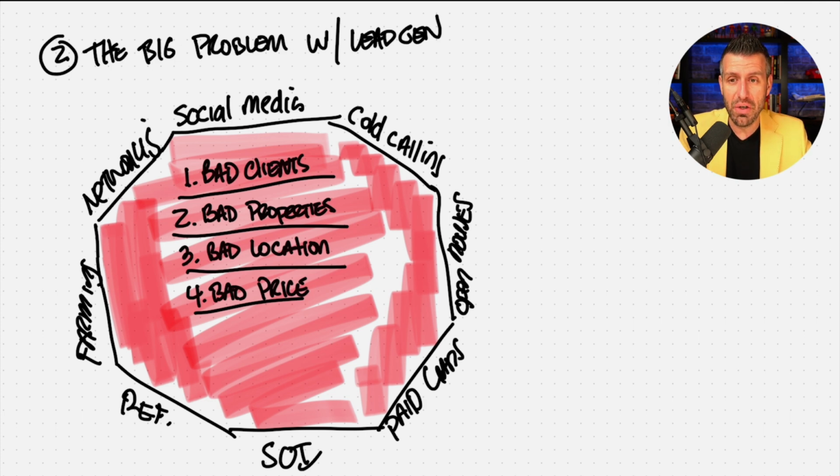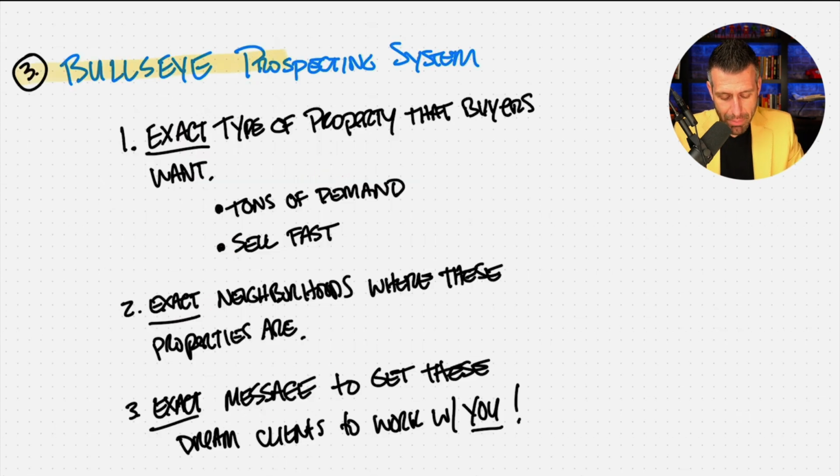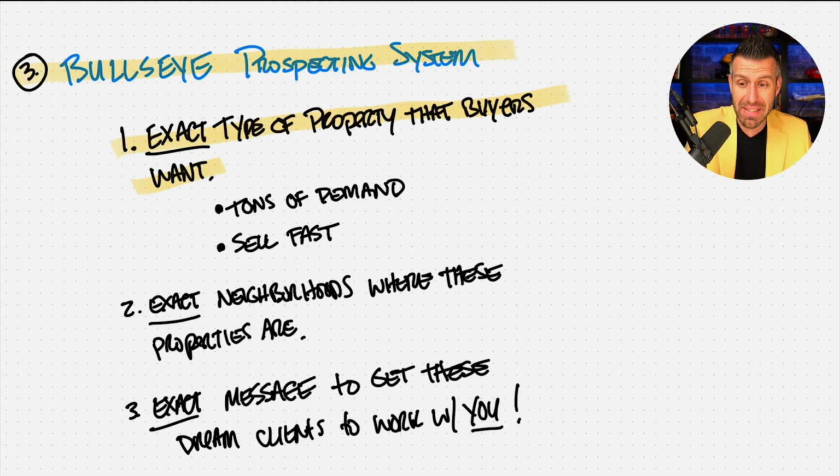So I'm going to introduce you to this big idea that changes all of this for you forever. I call it the Bullseye Prospecting System. Why do I call it that? Because this system that I'm going to show you exactly how to do in just a second will allow you to generate the exact type of properties that buyers want. Like, you get to decide on the type of listings, right? We're talking about getting seller listings that you know that when you put them on the market, buyers will flock to like crazy. So you already know that there's a ton of demand and that they'll sell extremely fast.